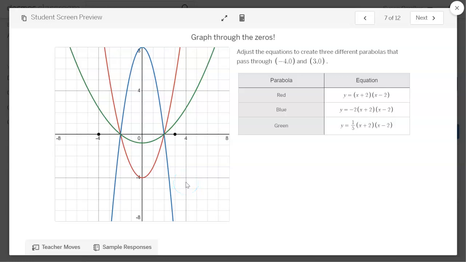Now, when they get to screen number 7, we're doing something completely different. They are not using the vertex anymore, but they are using the zeros. So it says here that all these equations need to intersect the zeros, -4 and +3. And right now none of them do. So they'll all need to be changed. They all do intersect the same zeros though to start. So that might be something they'll notice. But again, let them play.